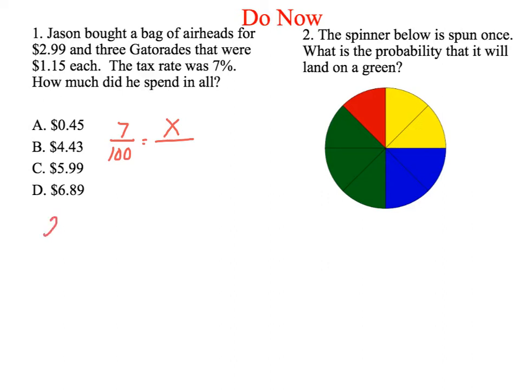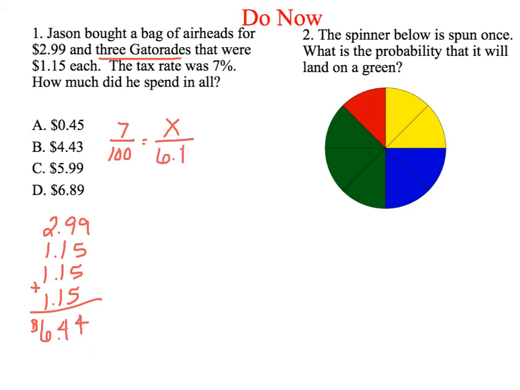He spent $2.99 on the Airheads and 3 Gatorades. So I don't just want to add $1.15, I need to add 3 of them since he bought 3 Gatorades. So all of those put together is $6.44. So that is going to go at the bottom of my proportion.